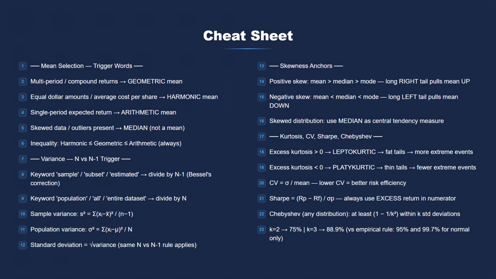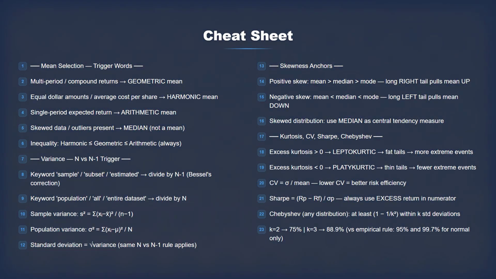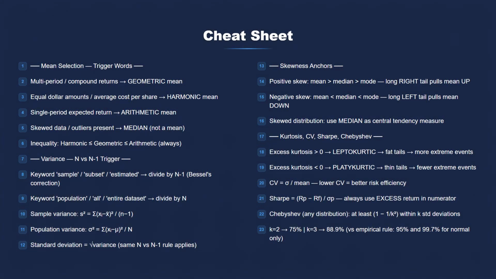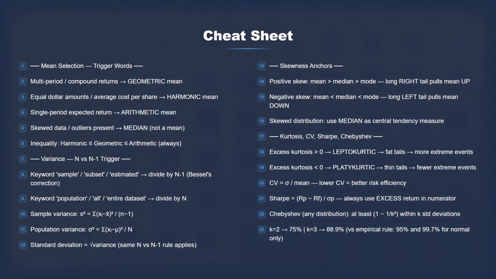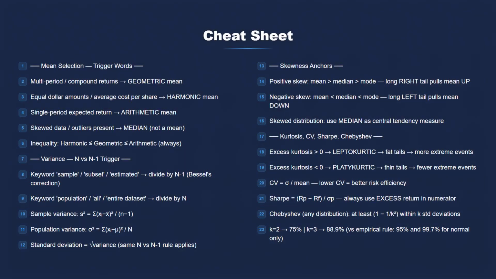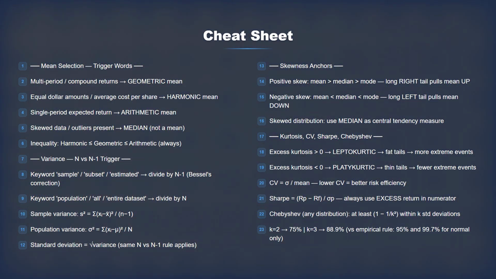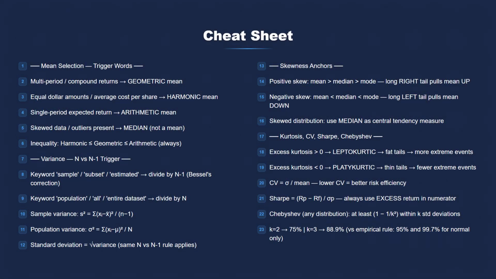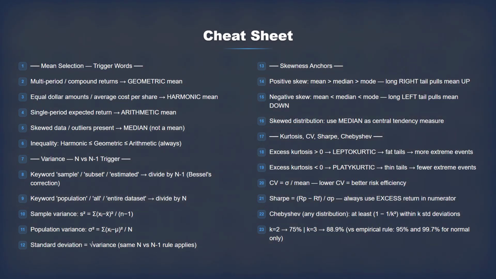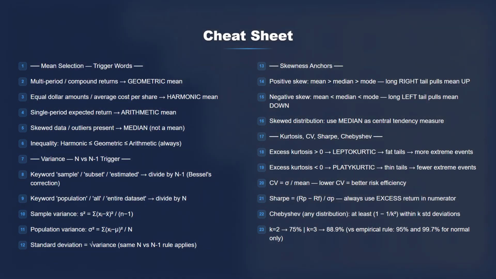Variance decision. The word sample means divide by n-1. The words population or all mean divide by n. Skewness anchors. Mean above mode, positive skew, long right tail. Mean below mode, negative skew, long left tail. Kurtosis. Excess kurtosis above 0. Leptokurtic, fat tails, higher extreme event probability. Excess kurtosis below 0. Platykurtic, thin tails.